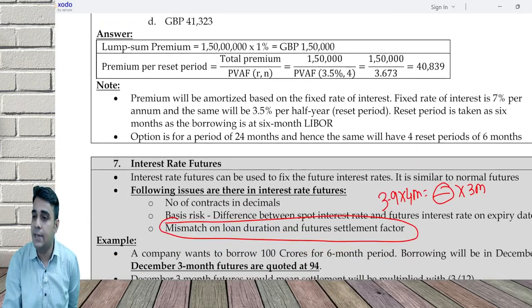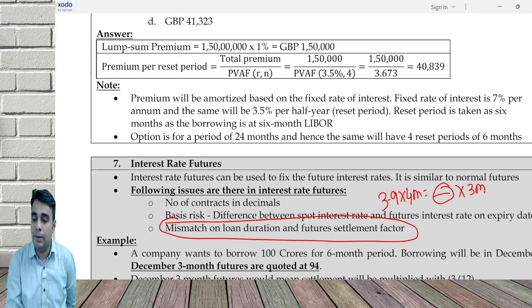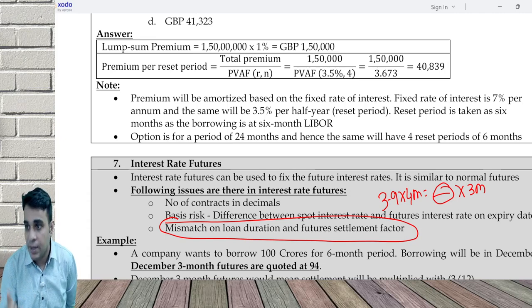Then came the interest rate future, which has three challenges. One, the amount may not match, that is the number of decimals. Second, the future settlement period and the interest period are not matching, a mismatch in loan duration and the future settlement period. And the third problem is the basis risk. The first problem you can settle by doing an adjustment. What is the adjustment? 50 lakh into 10 months is equal to question mark into 5 months. So that adjustment you can do. Decimals, you cannot do anything. And if the basis risk is there, you cannot do anything.